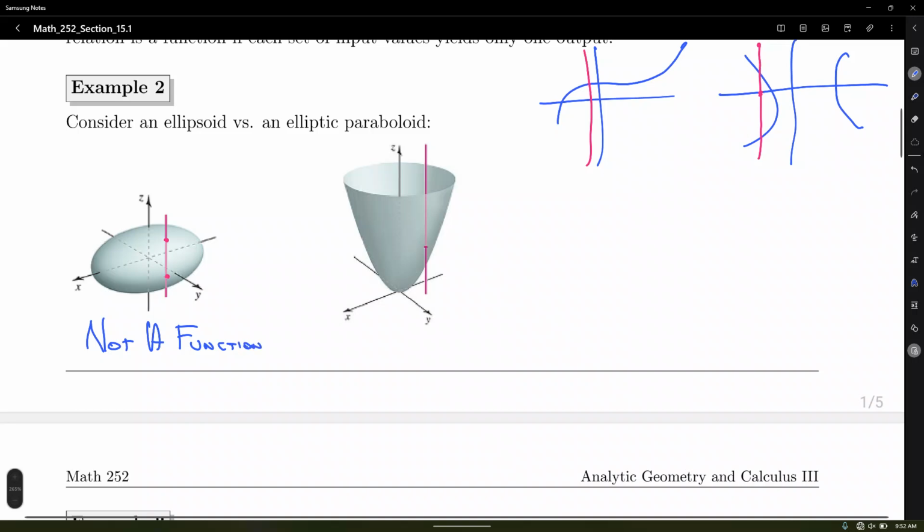All right. What about the paraboloid to the right? Well, actually, that one describes a function because look at that. Look at the vertical line test. Notice how it's crossing only 1 point, right? So that means it is a function.